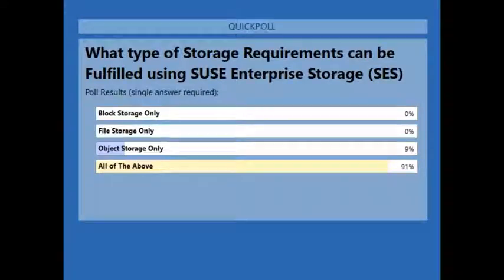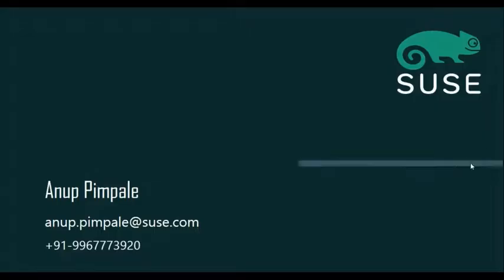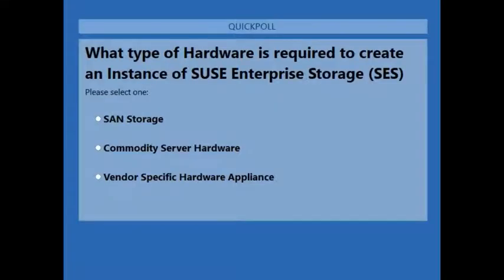Now let's quickly look at the next question. The second question is, what type of hardware is required to create an instance of SUSE Enterprise Storage for your end customer? I have 10% of people voted. That's interesting. I have 30% of people who have voted. 10 more seconds and I'll close the question.